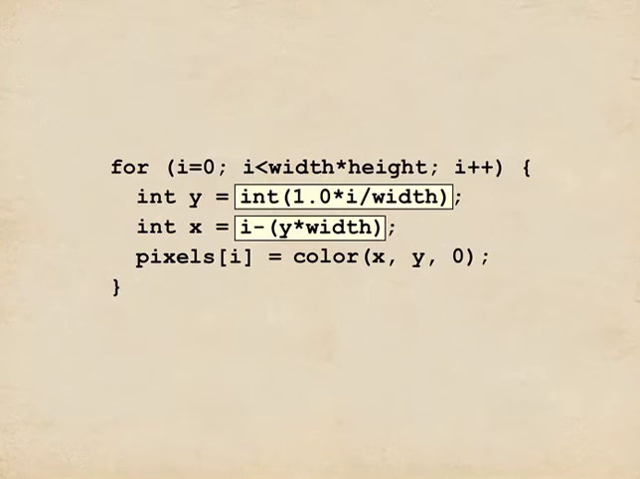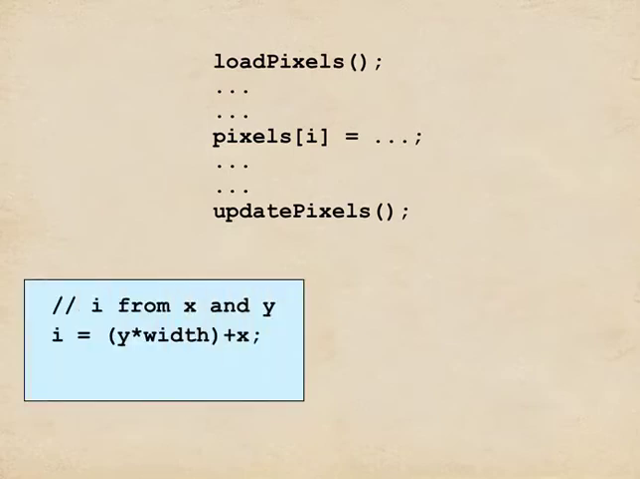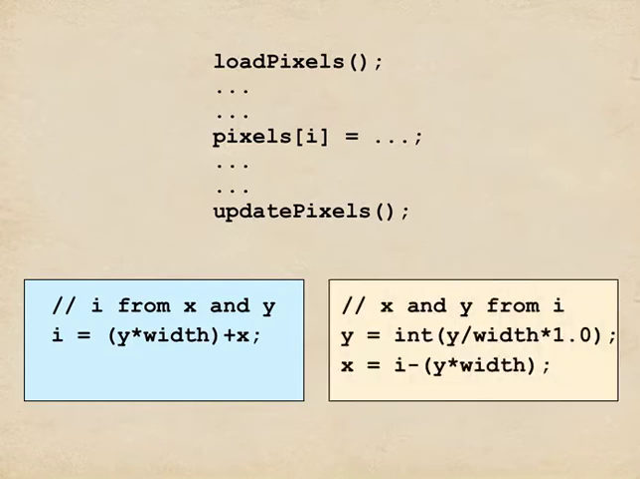So let's recap. To use the pixels array, you call load pixels, you do stuff to pixels, and then you call update pixels. To get I from x and y, here's the little snippet. And to get the values of x and y from I, here's the corresponding 2-line snippet. So now you know how to talk to pixels in 2 different ways, using getSet and using the pixels array. In the next video, we'll compare these 2 approaches, and that will help us decide which one to use in any given project.